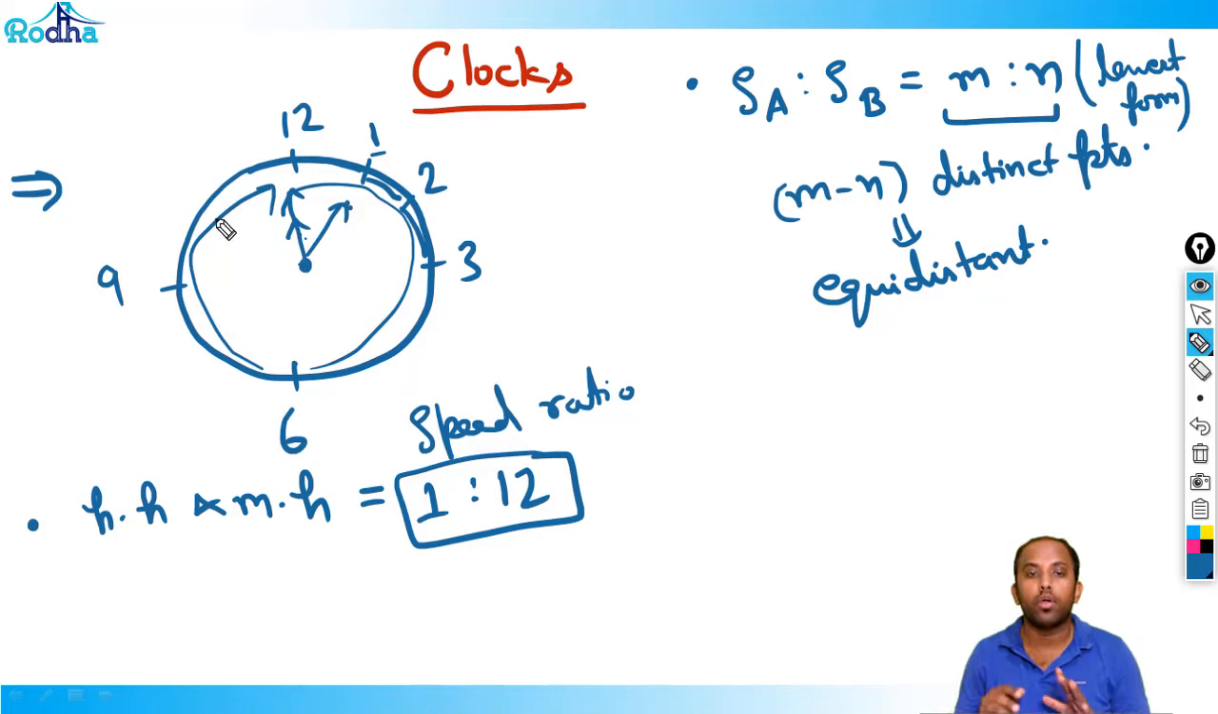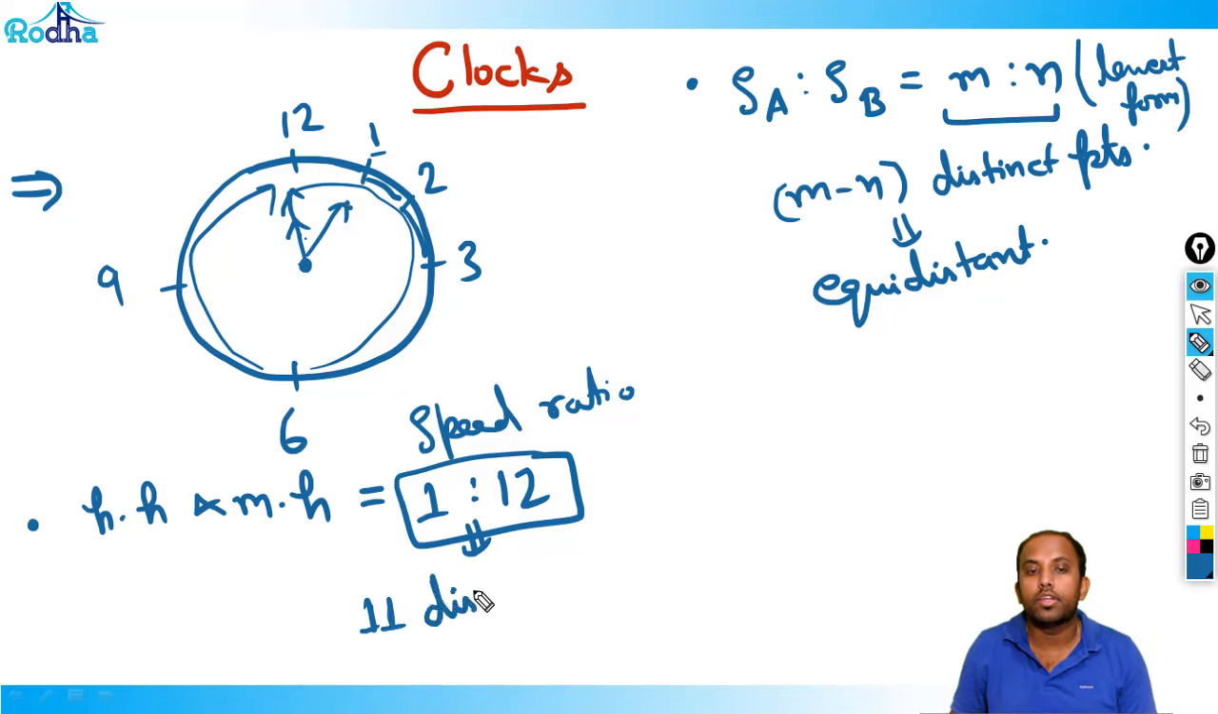That means their speed ratio is 1:12. Okay. So if their speed ratio is 1:12 and they're running in the same direction, obviously the hour hand and minute hand are moving in the same direction, right? It's only in horror movies that they move in opposite direction. Normally they'll move in the same direction. So the hour hand, minute hand speed ratio is 1:12. That means they'll meet at 11 distinct points on the clock, because m-n distinct points, 12 minus 1, 11 distinct points, right?